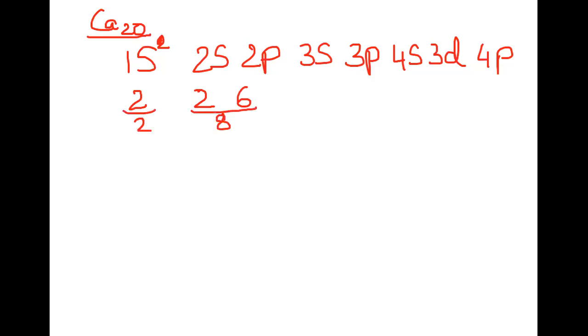Then comes 3s. Again, the s subshell will always have 2 electrons. Then the p is going to take 6 electrons, so I will write a plus here. So this is making more sense. So 6 plus 2, that is 8.